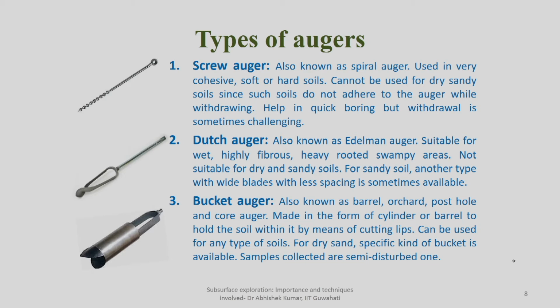It is made in the form of a cylinder or barrel to hold the soil within by means of cutting lips. At the end you can see the cutting lips which are scratching the material, and whatever material it is scratching, it will push into the cylinder or barrel. It can be used for any kind of soil. For dry soil, a specific kind of bucket is available. Of course, there the opening size will be significantly lesser, so that the chances of retaining the soil will be significantly higher. The soil samples collected from a bucket auger are semi-disturbed ones, so you can use them for soil classification.